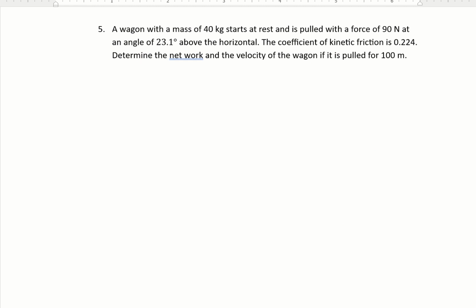Okay, number 5 here is a little bit more challenging because we have to integrate a lot of concepts, but this is all stuff that you can do. So we have a wagon with a mass of 40 kilograms, and it starts at rest, and then we're pulling with a force of 90 newtons at a 23.1 degree angle. We're also given the coefficient of kinetic friction, and then we're told that the wagon is pulled for 100 meters.